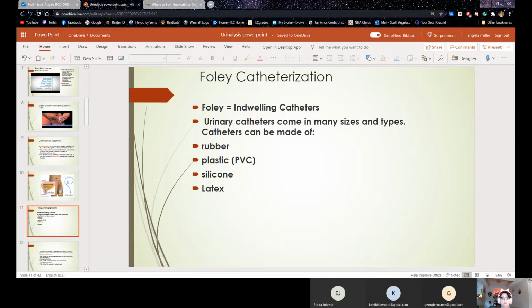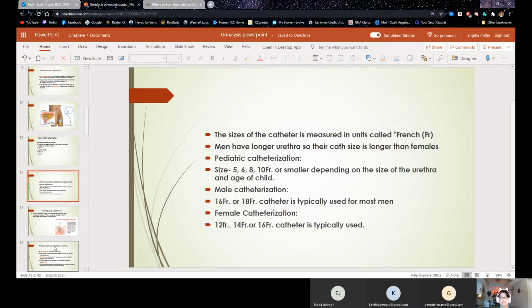But there are many different materials that they are made from: rubber, plastic, PVC, silicone, latex. So there's many options. The size, so the diameter, is measured in something that is very unusual. Now, I don't expect you to remember the sizes and so forth, but I do want you to be familiar.